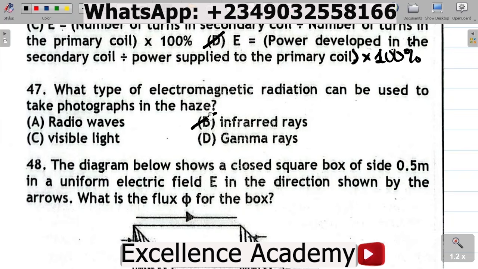Now, if you're wondering what a haze is, it is simply an atmospheric condition where fine dry particles like dust or smoke or even other pollution reduce the visibility of the atmosphere. Hence you cannot see clearly because of perhaps dust or smoke or other pollutants. So the type of electromagnetic radiation that can still be used to take photographs in such an atmosphere is the infrared rays. All right, so take note of this.